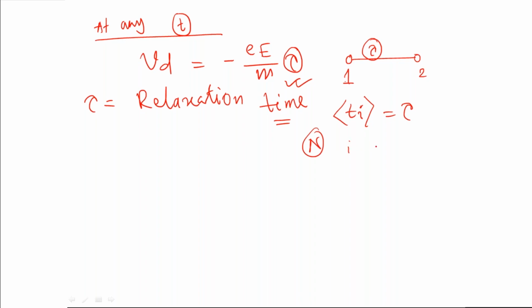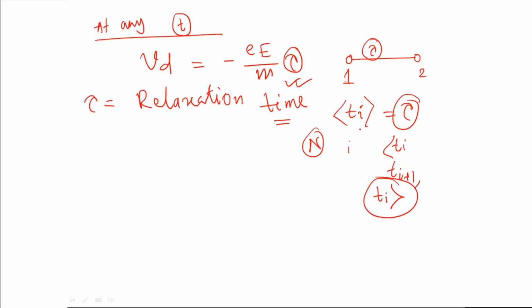Suppose n electrons. So suppose the ith electron will collide after t_i seconds, and the other electron will collide after maybe t_i plus 1 seconds. Okay, like that. The time taken by all the electrons will not be the same. Some of them can take less than t_i, some of them collide in time greater than t_i. So because of that, this t average has been taken.